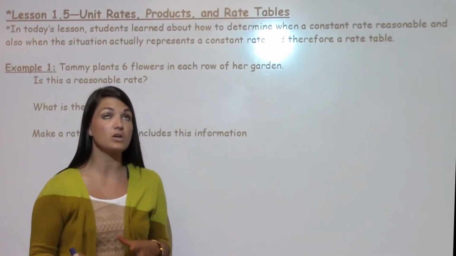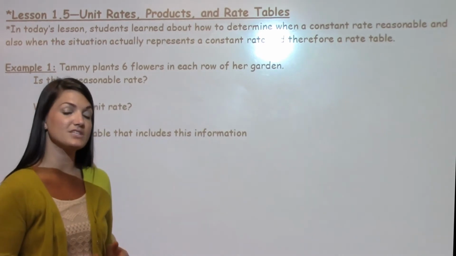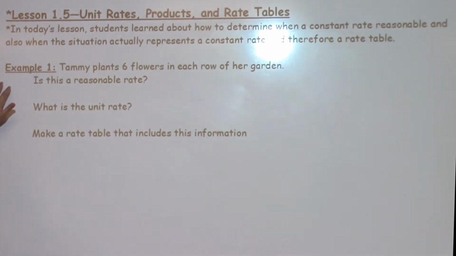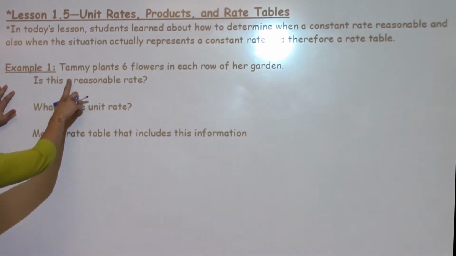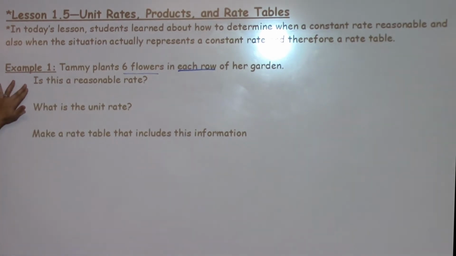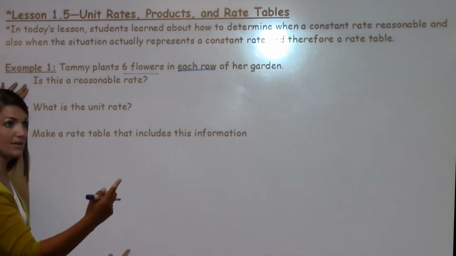Today's students took what they learned about constant rates and applied it to decide whether a situation was reasonable or not. So we are going to look at a situation in example 1 that says Tammy plants 6 flowers in each row of her garden. The first part of this question says, is this a reasonable rate? 6 flowers in one row.